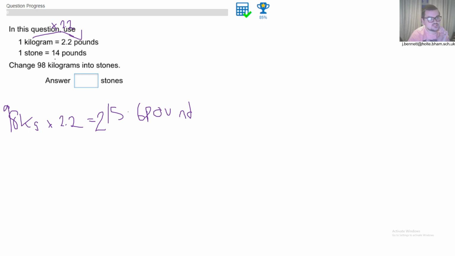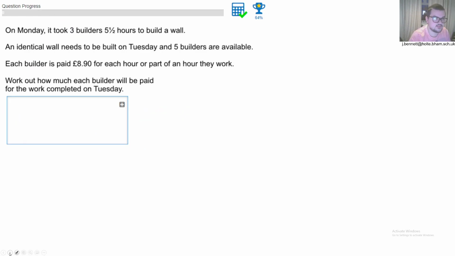How do we get from pounds to stone? We divide by 14. Because going from 14 to 1, and this is proportion, we divide by 14. So 215.6 divided by 14. So I'm going to write that again. 215.6 divided by 14 equals 15.4 stone. And that's our answer, 15.4. There we go. Next question.